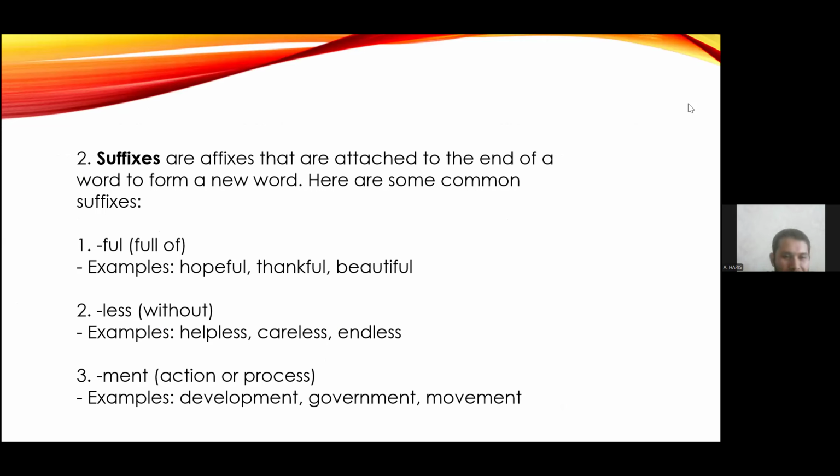Here are some common suffixes. The first, full. It means full of. Examples: hopeful, thankful, beautiful, and etc. Okay, the second is less. It means without. Examples: helpless, careless, illness. The third common suffix is ment. It means action or process. Examples: development, government, movement.